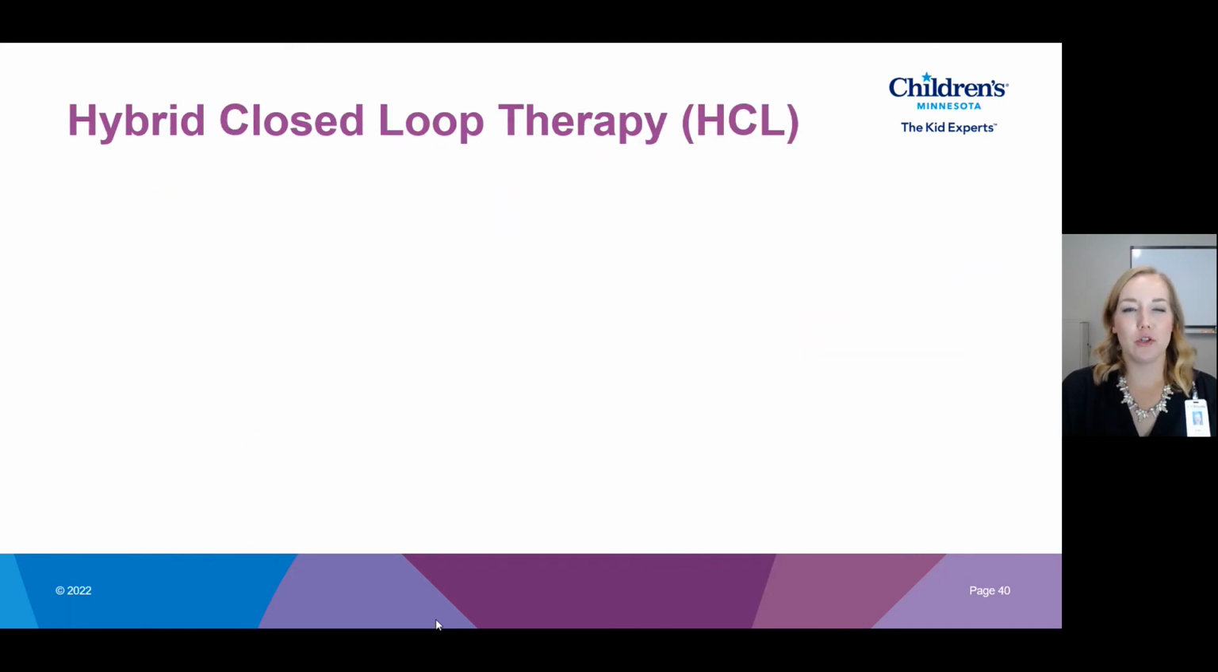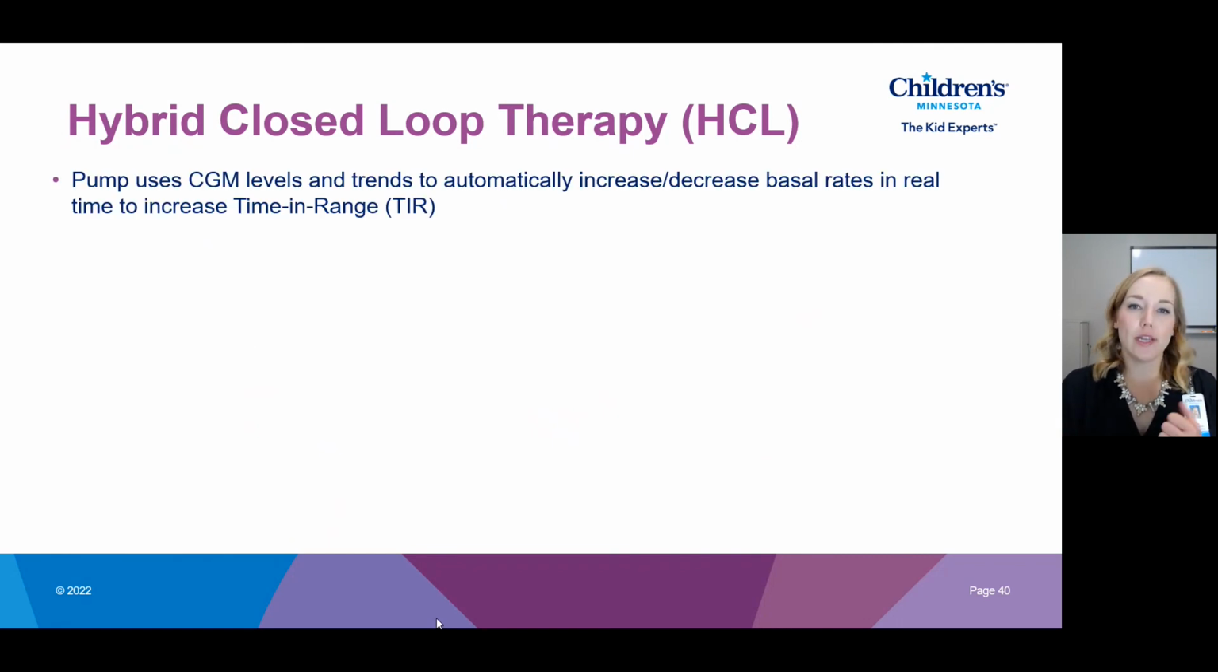So let's talk about hybrid closed loop therapy. This is what is available. In hybrid closed loop therapy, the pump is looking at sensor values and your trend arrow to automatically increase and decrease your basal rate in real time. And this helps improve your time in range and helps prevent hypoglycemia.